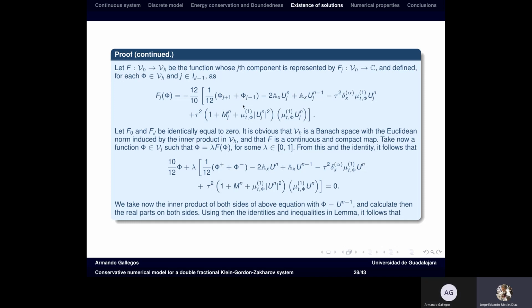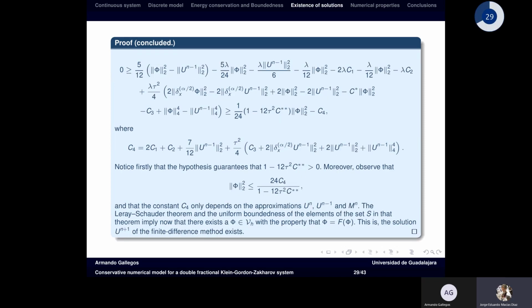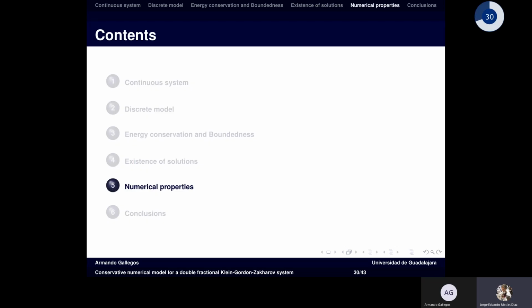But for the other solution, for the solution U, we need to use the Leray-Schauder fixed point theorem. After various estimates and using the fixed point theorem, we can establish the existence of solutions, in addition to using, of course, mathematical induction.